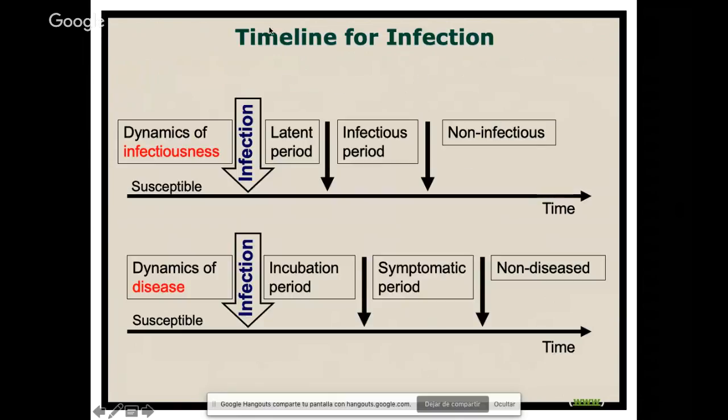Also, there is a time course for infection, the dynamic of infectiousness. First, the host must be susceptible. We are going to be in contact with the infection. We're going to have a latent period, an infectious period, and then the infectiousness stops. On the other hand, in the dynamics of the disease, we have the infection, the incubation period, the symptomatic period, and then the disease ends.